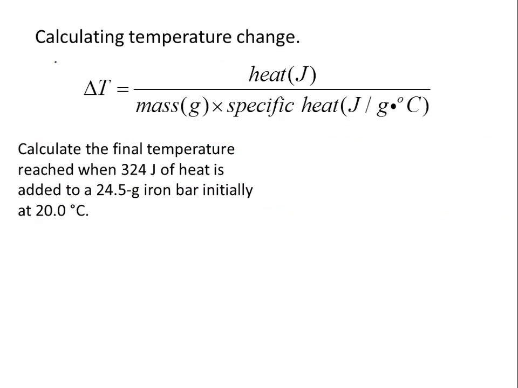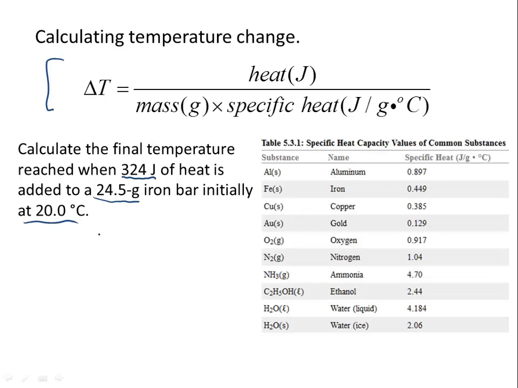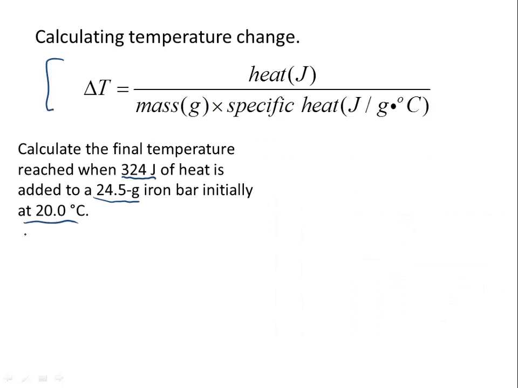We can rearrange the equation we just had for change in temperature and say, okay, if you add 324 joules of heat to a 24.5 gram iron bar that initially starts out at 20 degrees, what will the final temperature be? So to do that, we're going to need the specific heat capacity for iron. You get that from a table. It's 0.449 joules per gram degree. So the specific heat for iron equals 0.449 joules per gram degree Celsius.